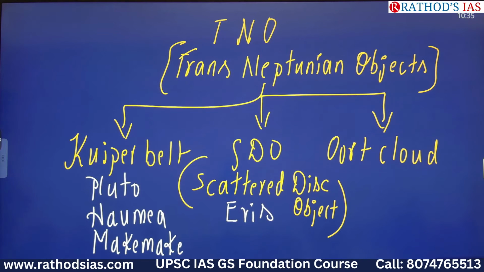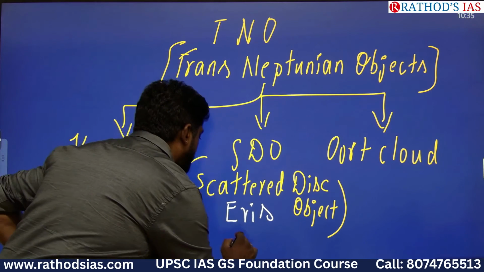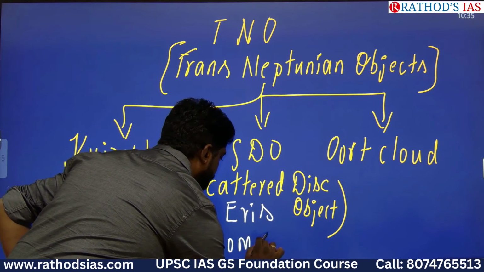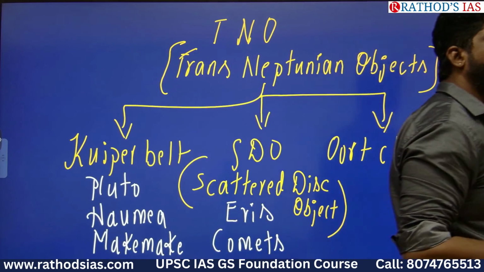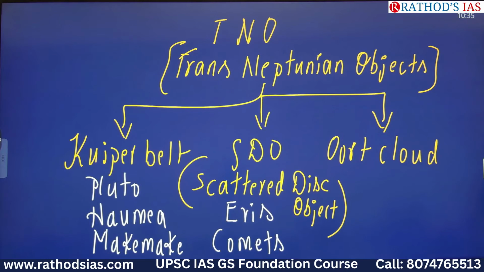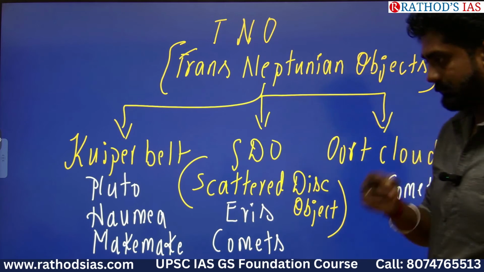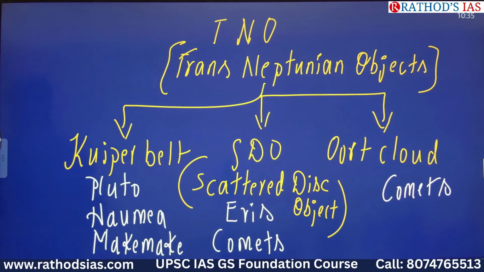So SDO has a 4th dwarf planet called Eris plus comets. In the SDO region, there are lakhs of comets plus 1 dwarf planet called Eris. And in the Oort cloud, there are also lakhs of comets. We'll discuss comets as well, including the most important concept, the phenomenon called sublimation which occurs in comets. All these things we'll discuss.